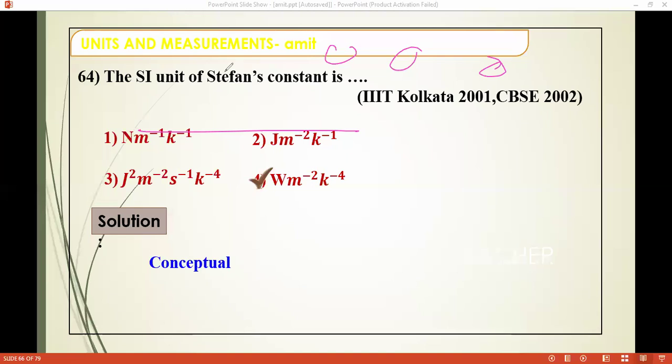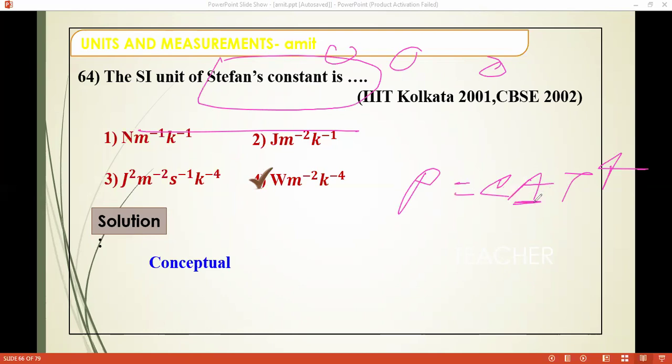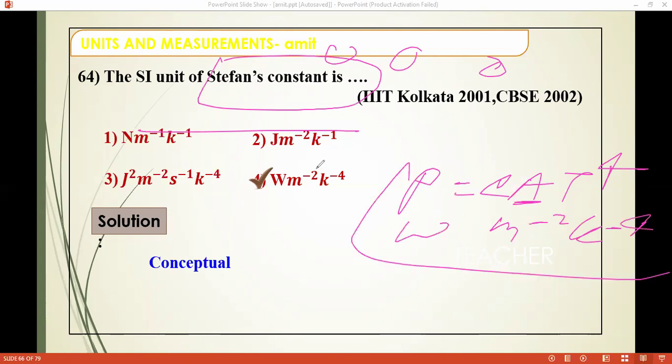So as I already told, Stefan's constant is very, very important because from here you can get power is equal to sigma E A T to the power 4, where T is the equilibrium temperature. So A is 4, and E A T power 4 you can type like this in the problem. So this is meter power minus 1, this is the power minus 4. From here you can do it in a second.